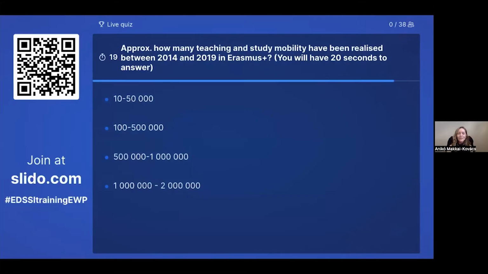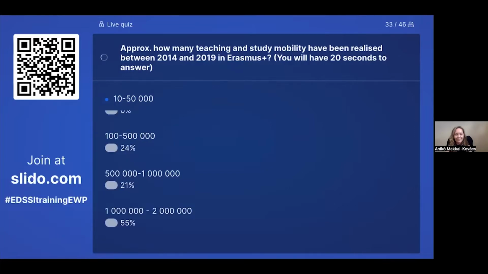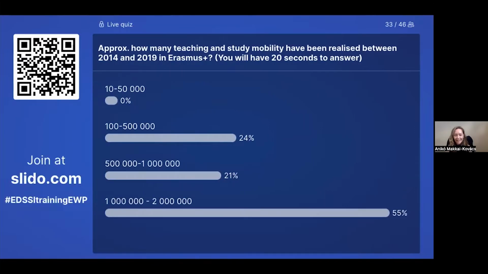Approximately how many teaching and study mobilities have been realized between 2014 and 2019 in Erasmus? If you remember the pink numbers I showed you: 10 to 50,000, 500,000, 1 million, 2 million. Oh, excellent. Very, very good. So the correct answer was between 1 and 2 million.